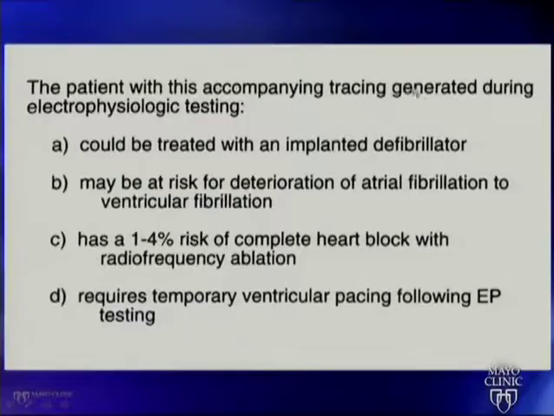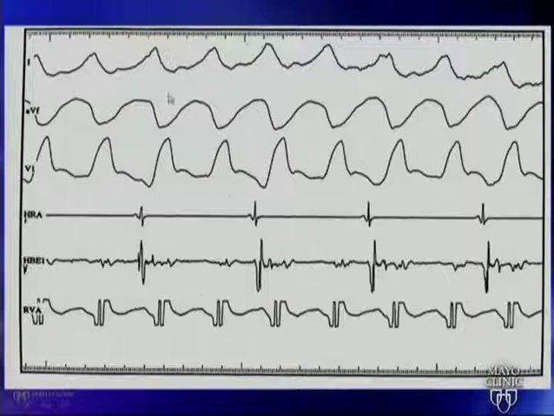Just do one last one here. Patient with this tracing during an EP study, what will you do for treatment? Is this going to be a defibrillator? Do you think this patient is at risk for AFib becoming ventricular fibrillation? In other words, is there an accessory pathway? Do you think this patient needs ablation, but it would be near the AV node, so it's a high risk of AV block? Or be ready to put a ventricular pacemaker after the EP study because of some AV block type issues? So look at this and see.